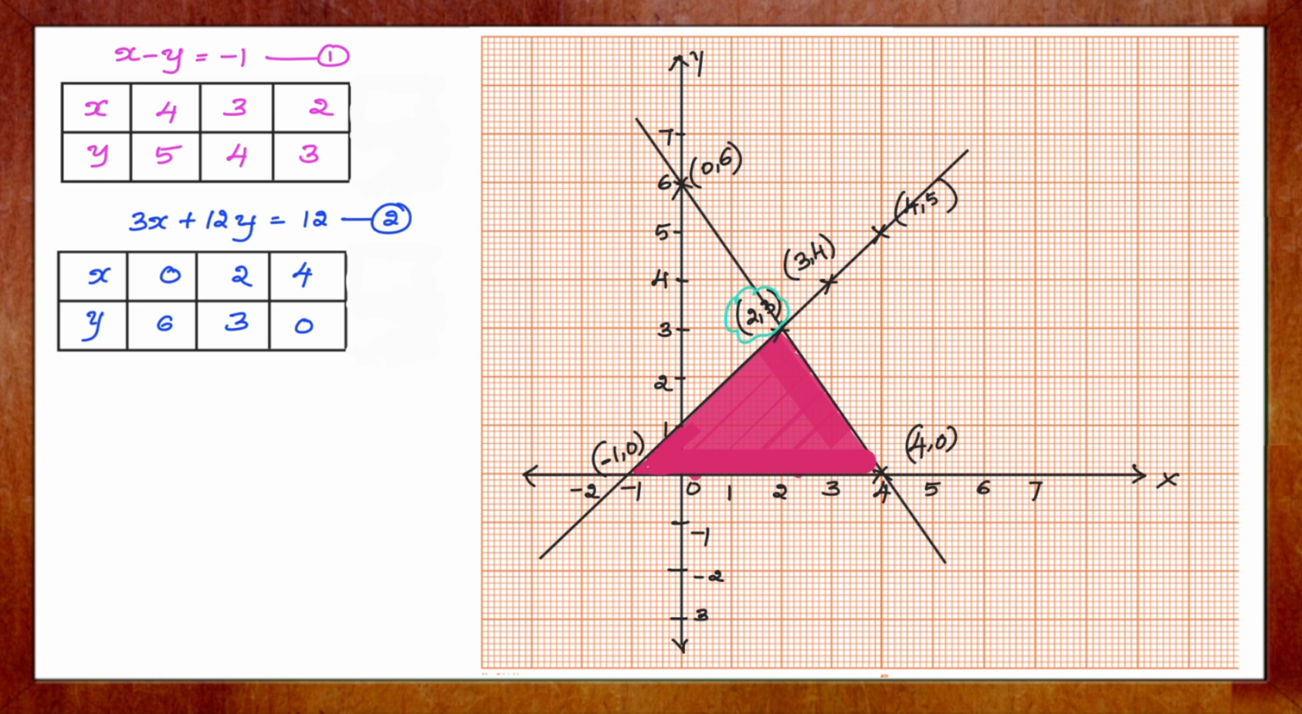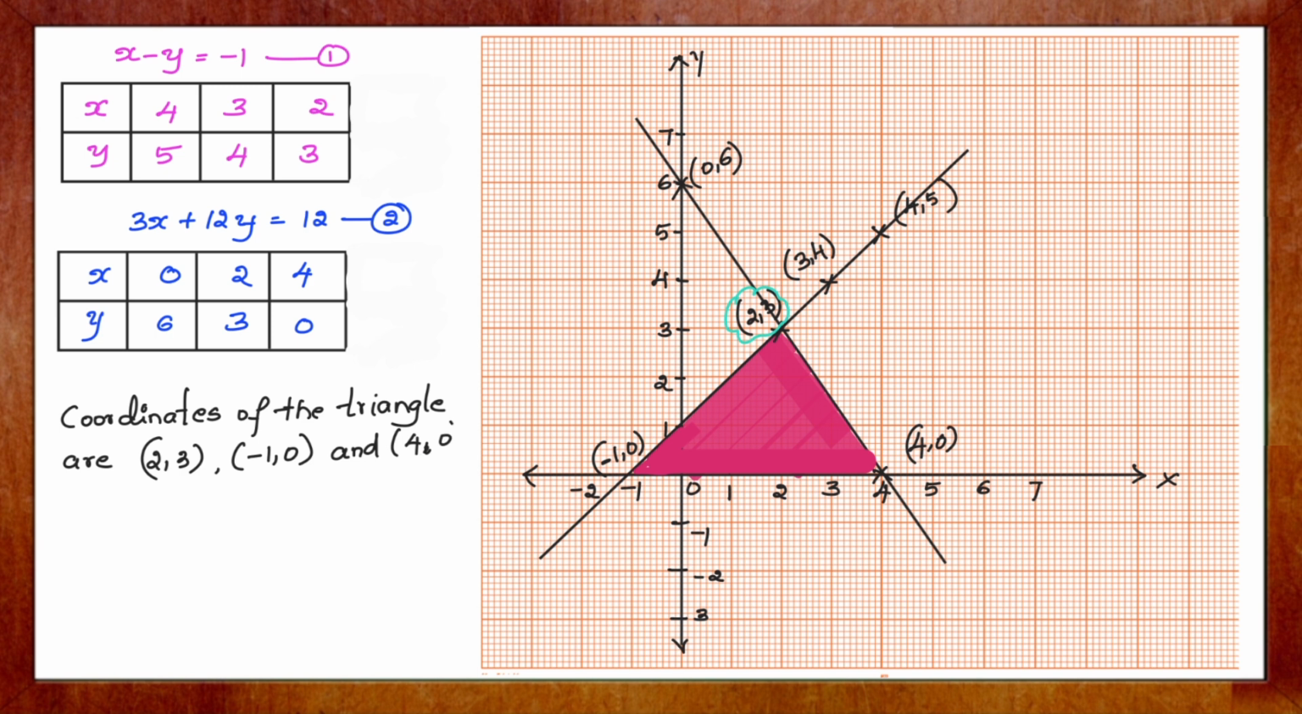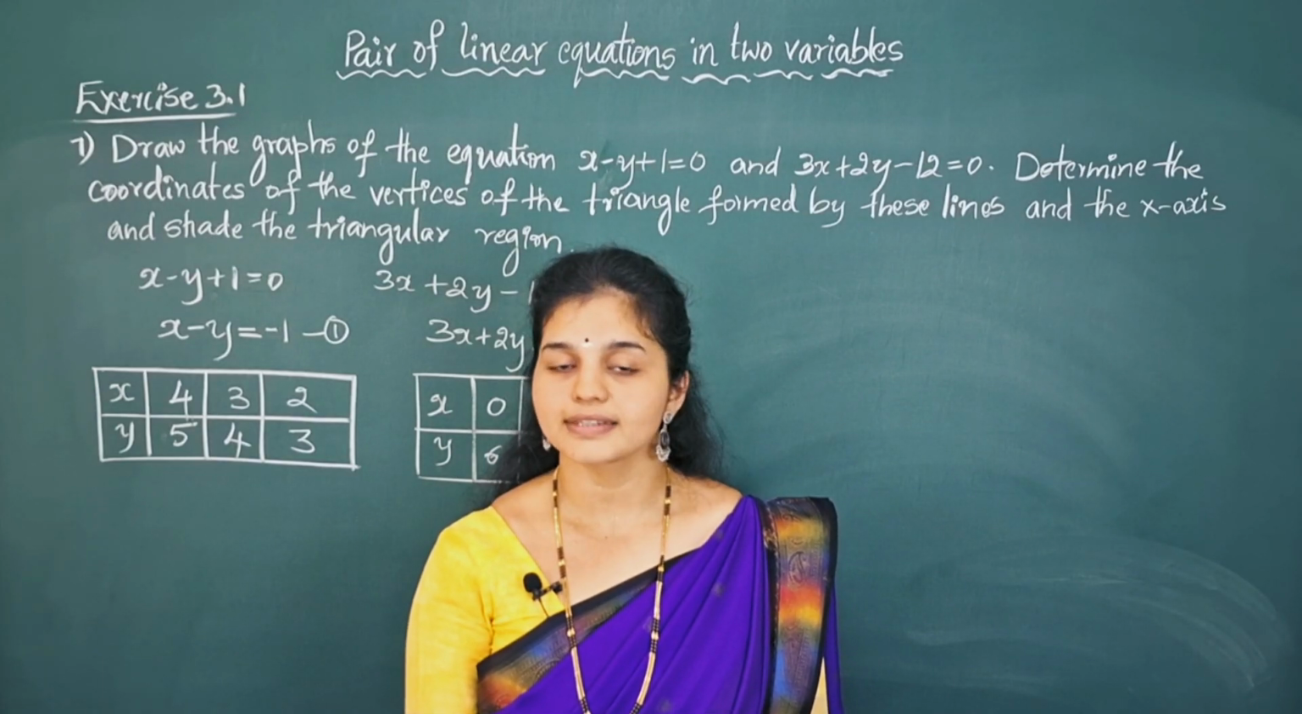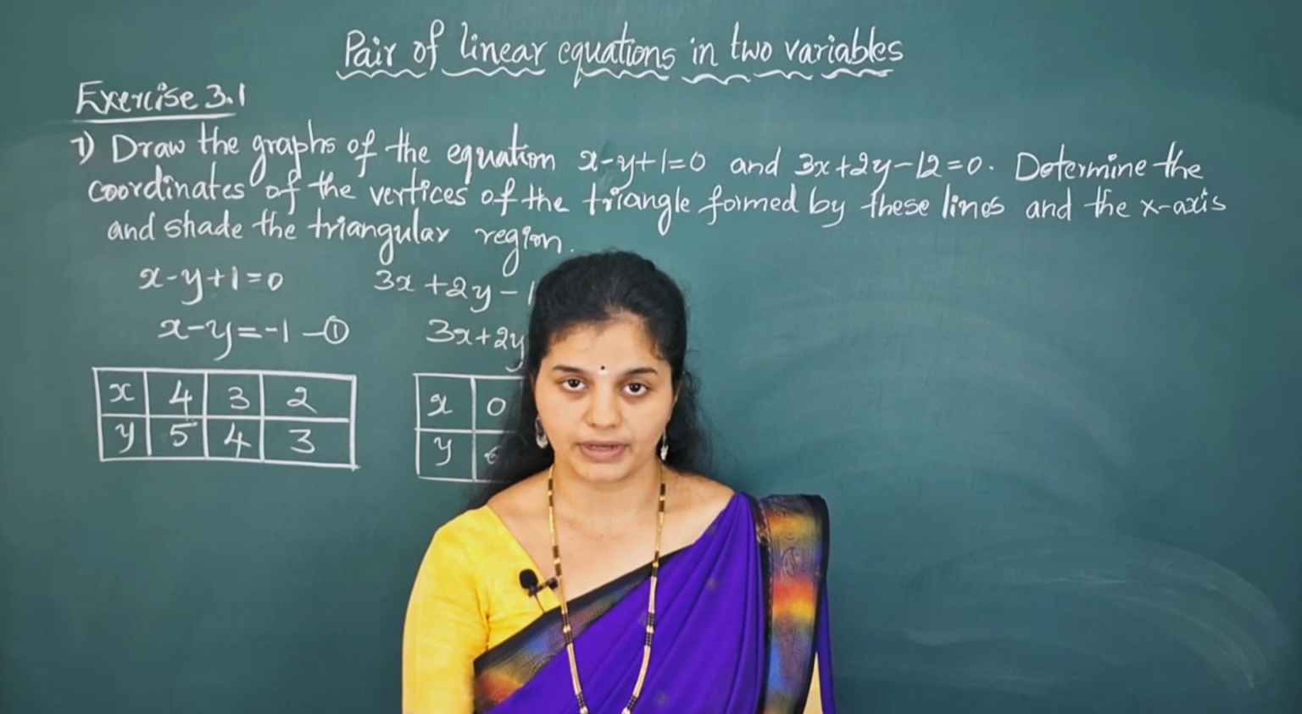So therefore you can write that the coordinates of the vertices of the triangle are 2, 3, minus 1, 0 and 4, 0. So these are the vertices, and they have asked us to shade the triangle, which has also been done. I hope you have understood how you can solve question number 5, 6 and 7 from exercise 3.1.